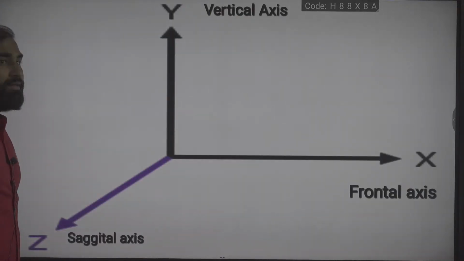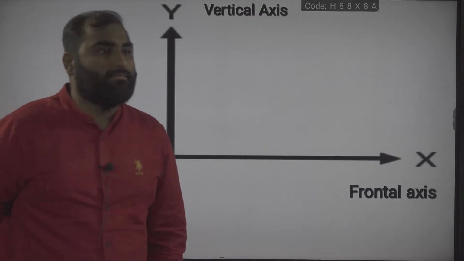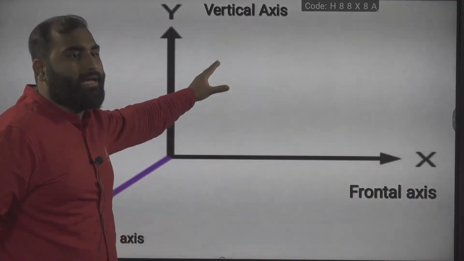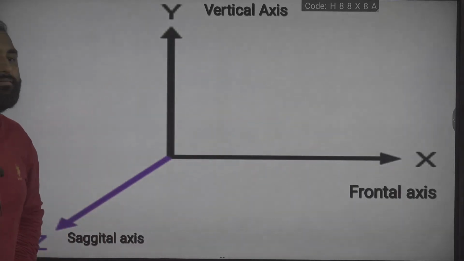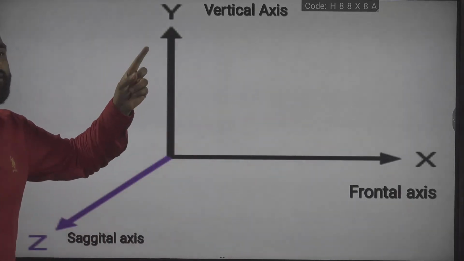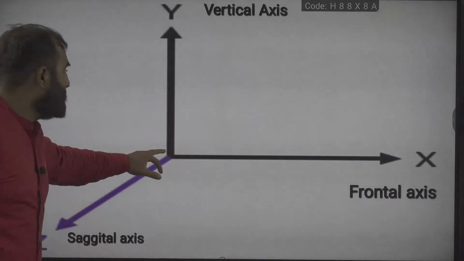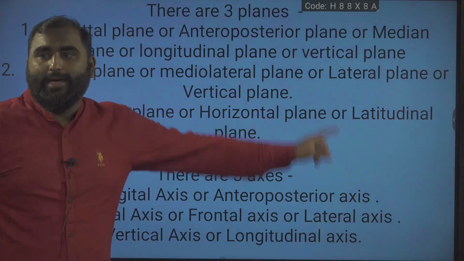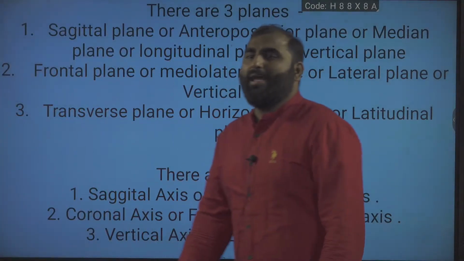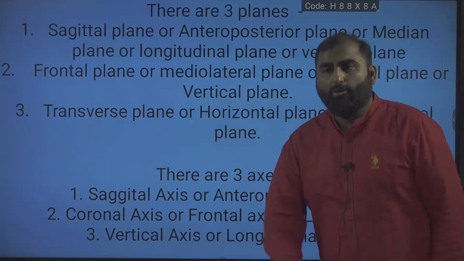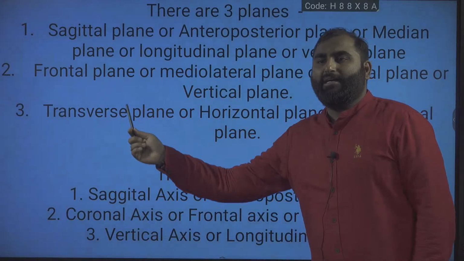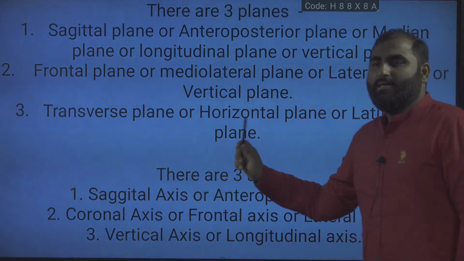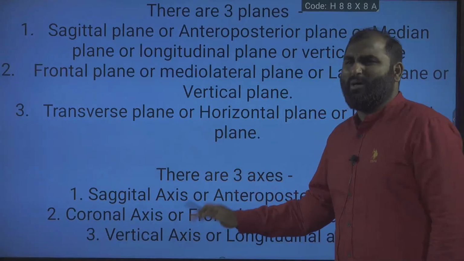Are you able to see, guys? These are the 3 axes, x-axis, y-axis and z-axis. Everyone able to see this? Okay, let's go ahead. As I was telling you, how many planes are there? 3 planes. What are their names? Sagittal plane, frontal plane, transverse plane. How many axes? 3 axes. Sagittal axis, coronal axis, vertical axis.